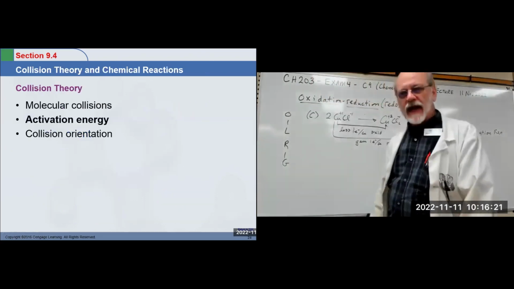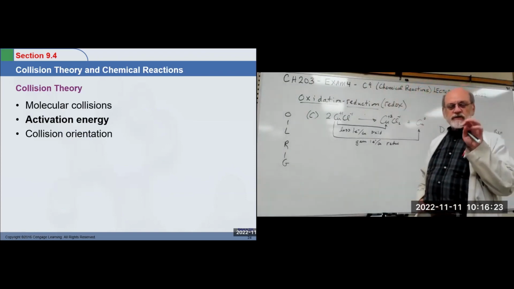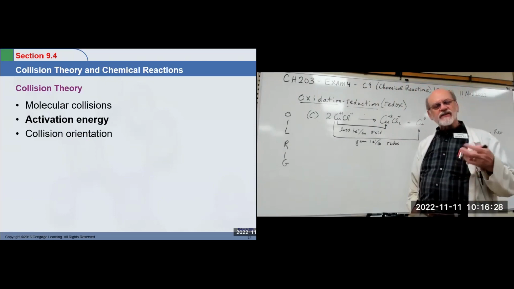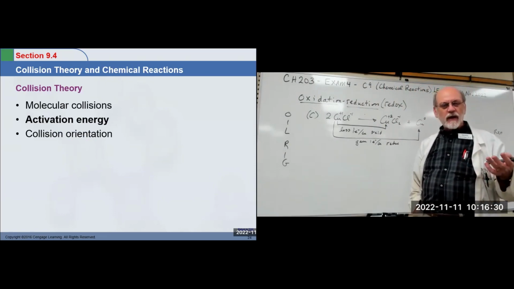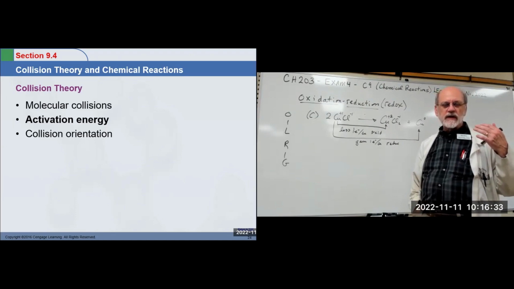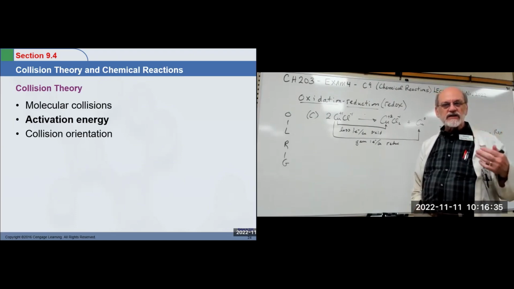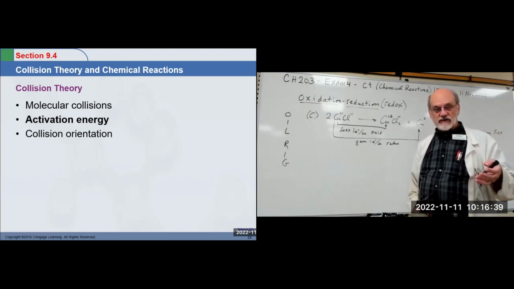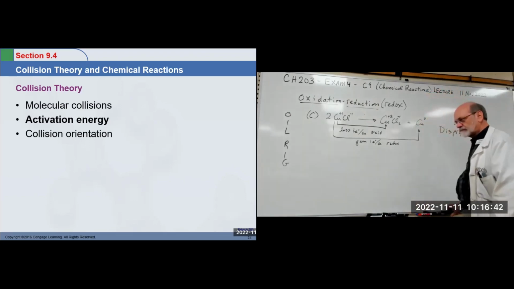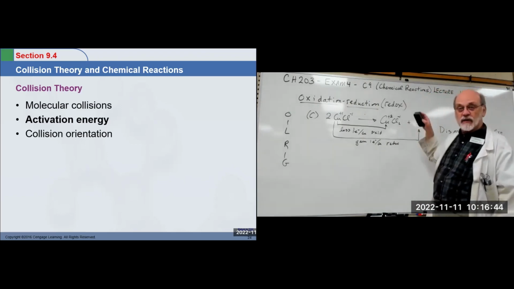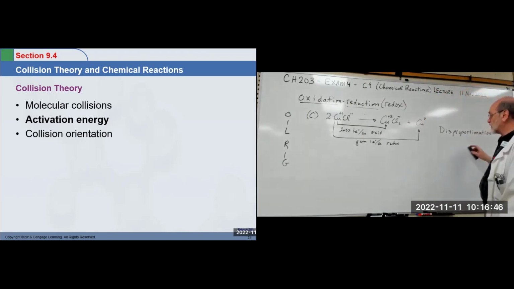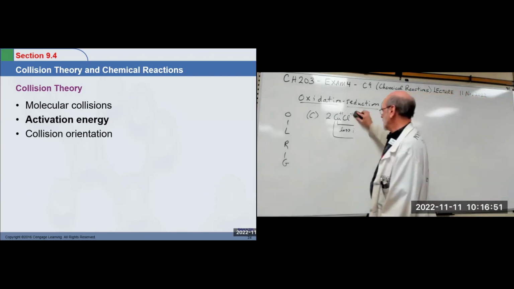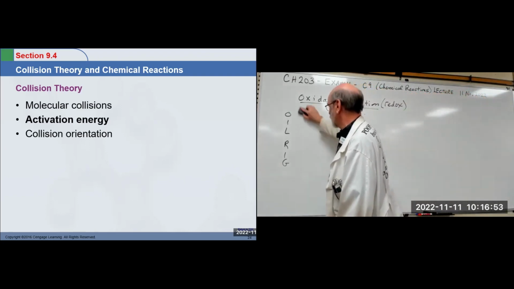Okay, now we've just been talking about what happens. We didn't actually state any laws, but now we're going to induce a theory called the collision theory that helps explain chemical reactions. Because this whole chapter is about chemical reactions, so we can go anywhere we want to try to understand the chemical reactions.